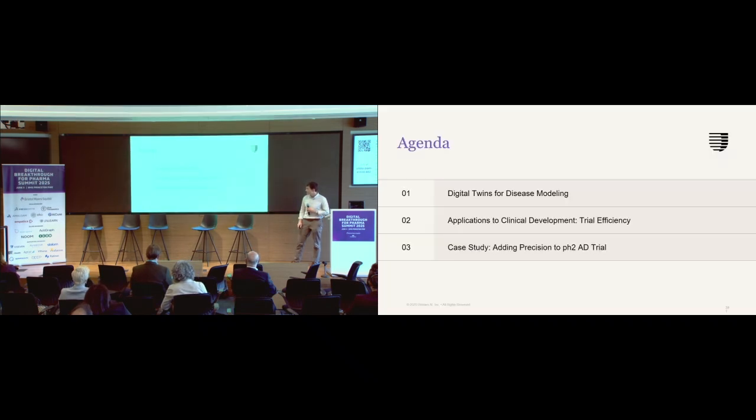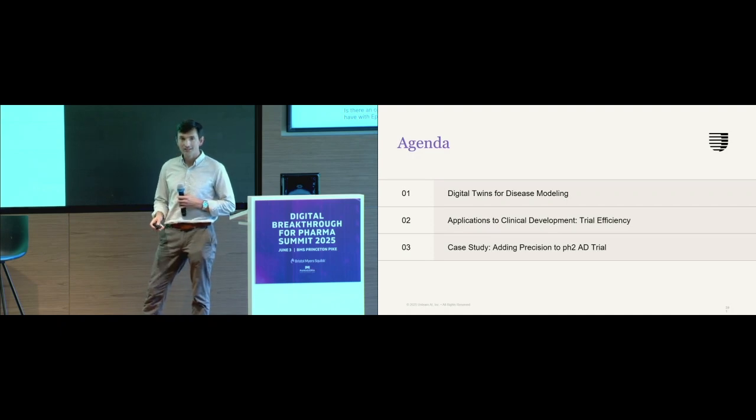So first of all, I'm going to introduce the concept of digital twins for disease modeling. I think it's important that I make it clear what I'm talking about when I talk about digital twins, because this is a term that's being used a lot right now. So it's absolutely essential to start out that way. Then I'll talk about a particular application of digital twin models to increasing the efficiency of clinical trials, and then talk about a case study involving adding efficiency to a phase 2 Alzheimer's disease trial.